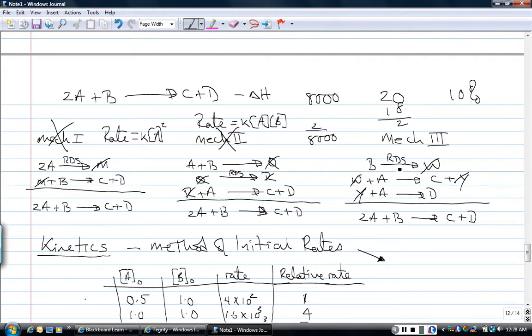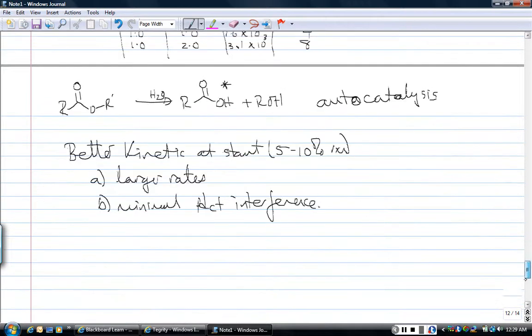Well, this one is also wrong, because this says that 1 B is involved up to and including the RDS. My rate equation should have been rate is equal to k times the concentration of B. That's not what I observe in practice. I observe rate is equal to k times A squared times B. So I can say all three of these mechanisms are inconsistent with the kinetic data, and therefore they're wrong.